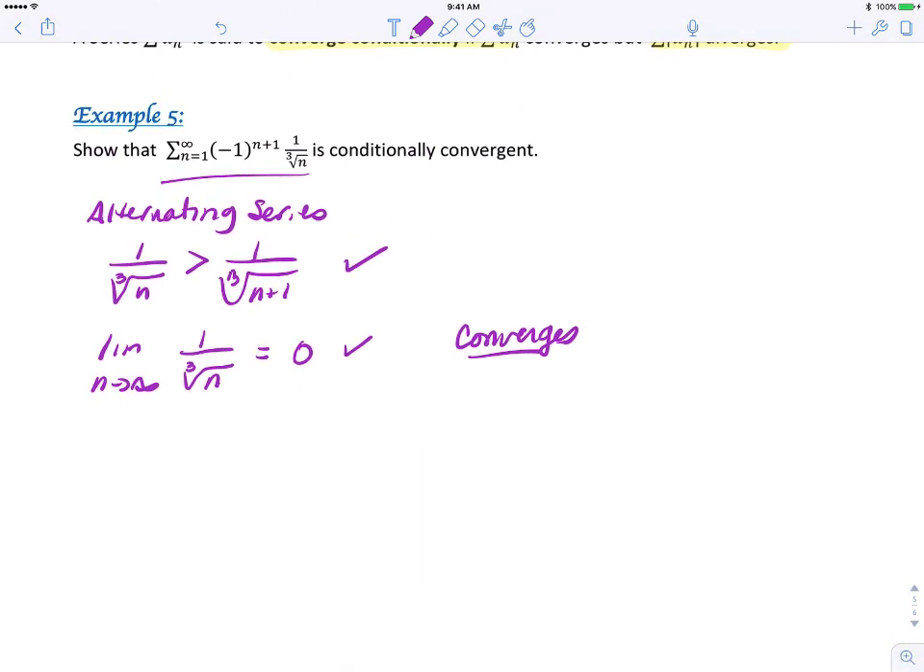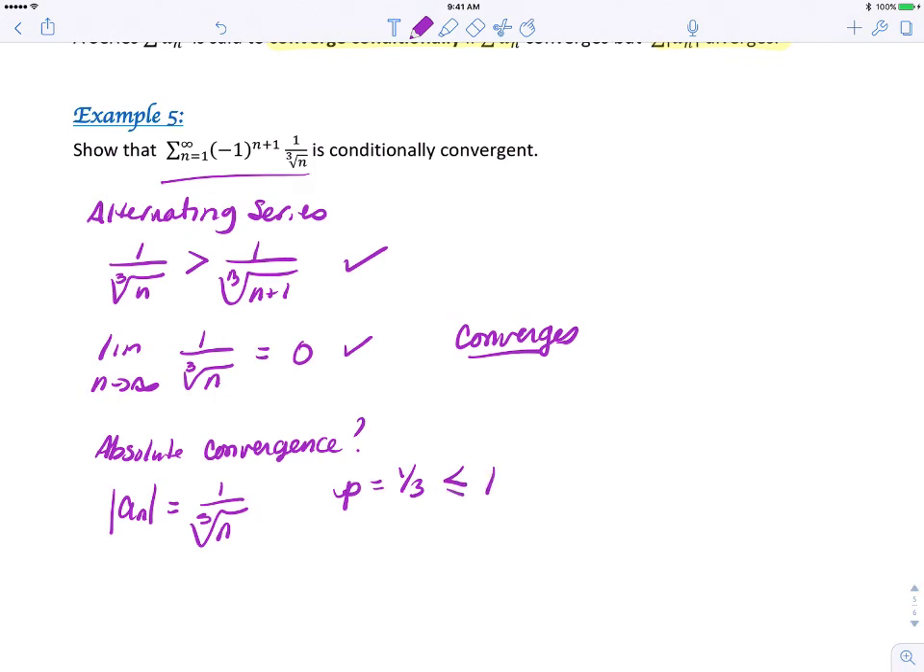Now, does it converge absolutely? Well, looking at it in absolute value, the nth term is equal to 1 over the cube root of n. We should recognize that as a p-series with p equal to 1/3, 1/3 being less than or equal to 1, so that series diverges. So it diverges absolutely, but converges as an alternating series. So this is a conditionally convergent series.